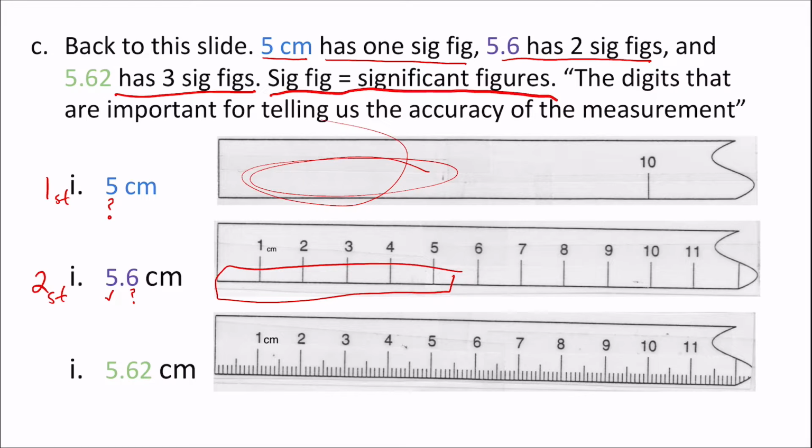So if we go back to this example here, it came to slightly over 5.6 and we guessed that too. So the 5 was known, the 6 was known because we counted the little markings. All right, so we got to 6 and then it was slightly over, so we had guessed that it was 2. So this has 3 sig figs.